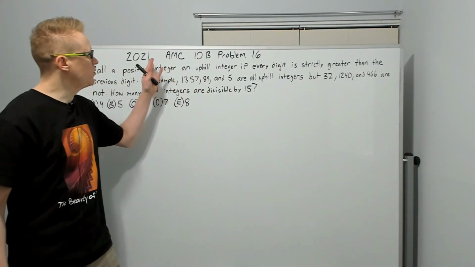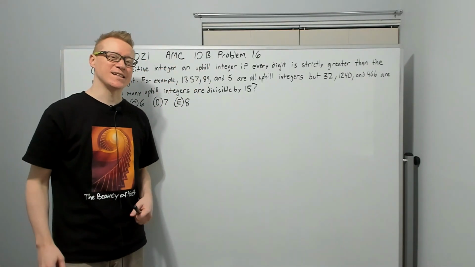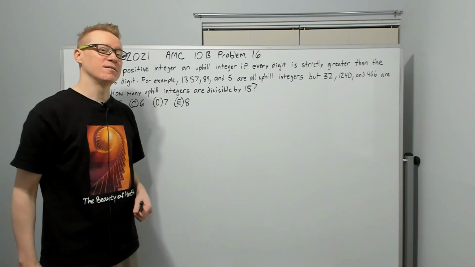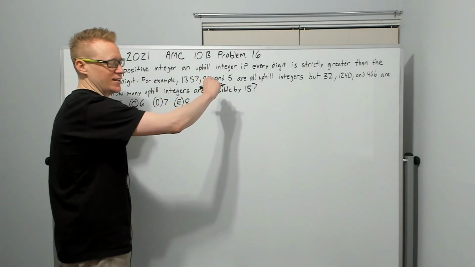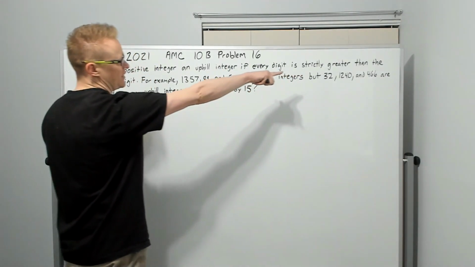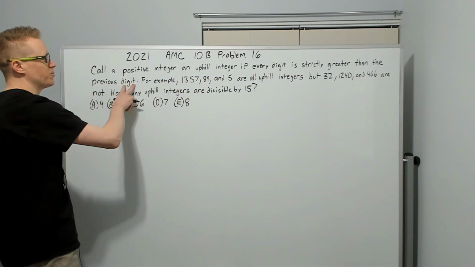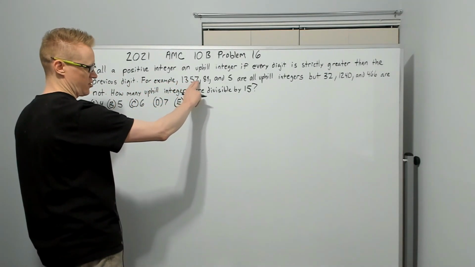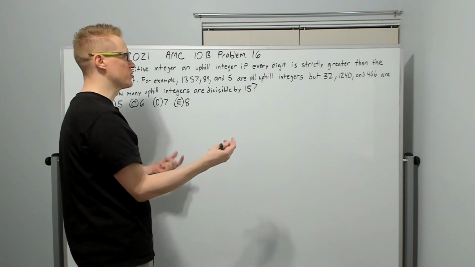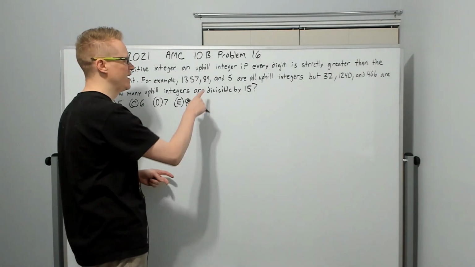Alright, the 2021 AMC 10B problem 16. It's all uphill from here. Call a positive integer an uphill integer if every digit is strictly greater than the previous digit. For example, 1, 3, 5, 7. It's kind of increasing. They called it an increasing number in the past, I think.